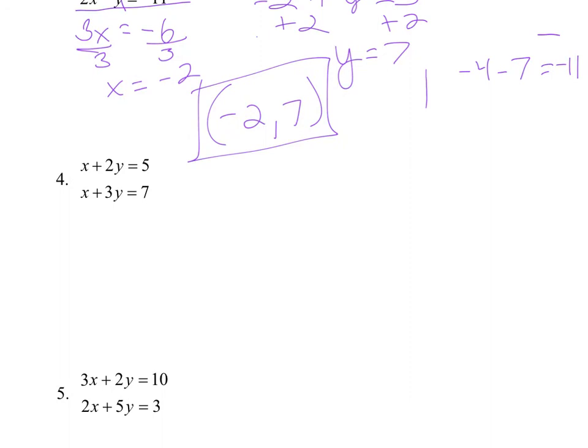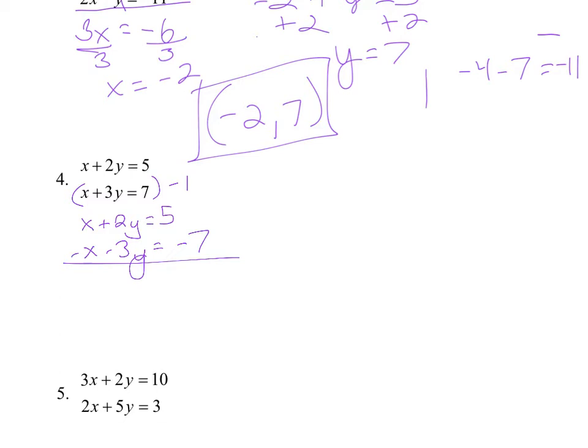All right, x plus 2y, x plus 3y. So the best thing to do is just turn one of those x's into a negative. So I'm going to rewrite the equation. I have x plus 2y equals 5. And I'm going to take my entire equation, multiply by -1, -x minus 3y equals -7.